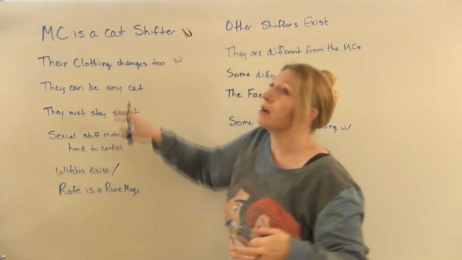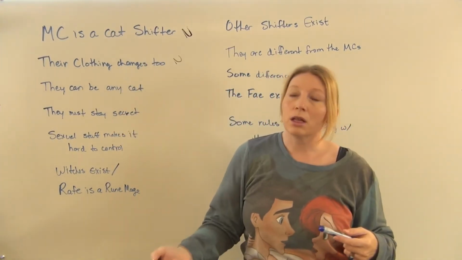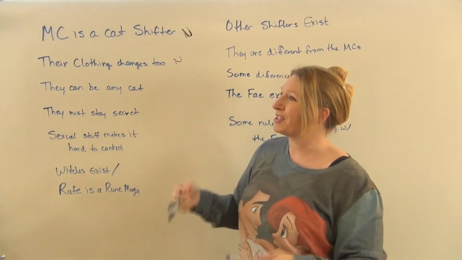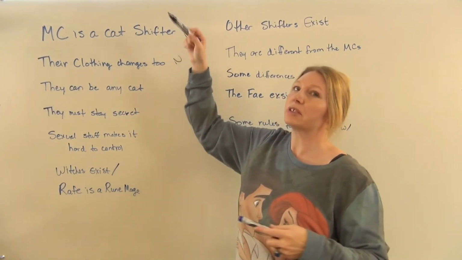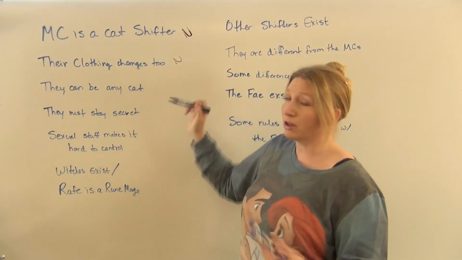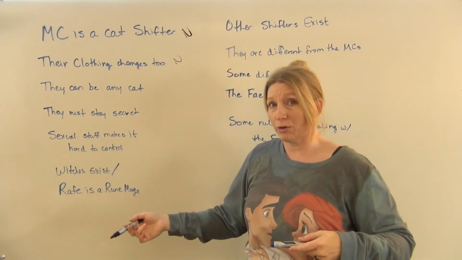Between these two, some of their senses are mentioned. She uses her sense of smell. She shifts her eyes to look in the dark. It's not specifically said, but she uses it. So you already know she's a cat, and then you get to see a little bit of how she uses the power, what they do with their powers. Then you find out that their clothes change with them, and what they wear becomes the color of their fur.